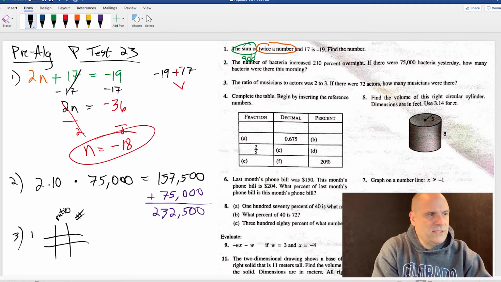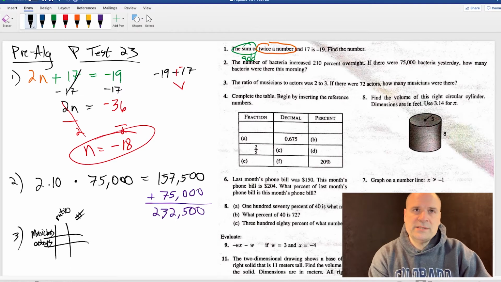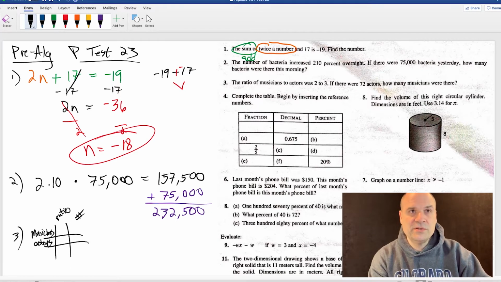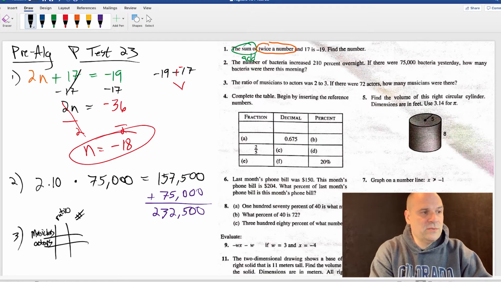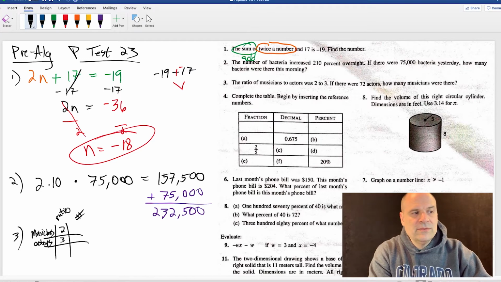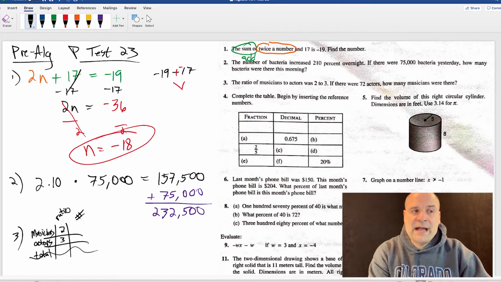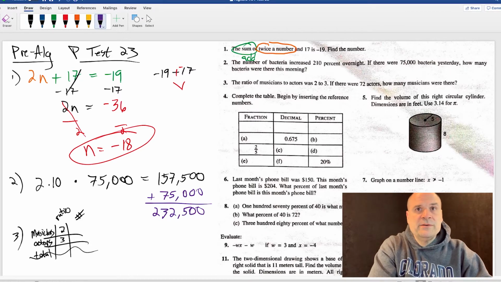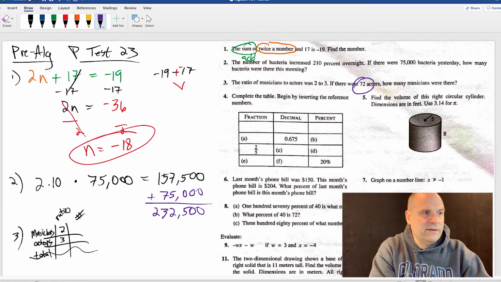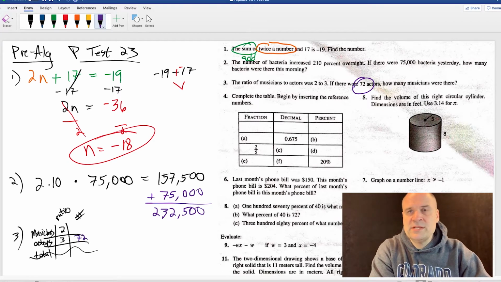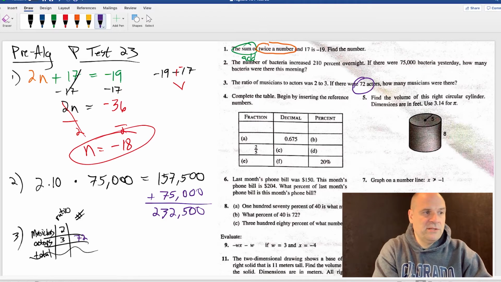We've got musicians and actors. The ratio of musicians to actors, and the order is very important. So if you say musicians to actors, the 2 goes with the musicians, and the 3 goes with the actors. We'll use this for total, but we don't need the total in this problem, so let's ignore it for now. If there are 72 actors, where does the 72 go? 72 goes right here, and it says how many musicians were there.